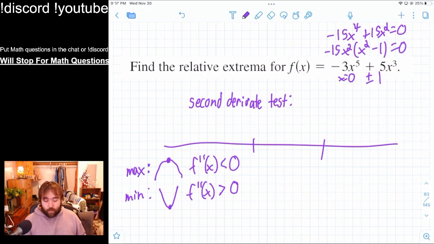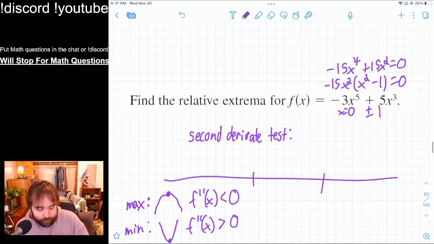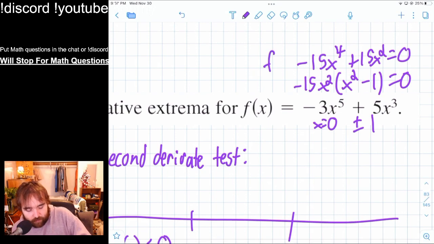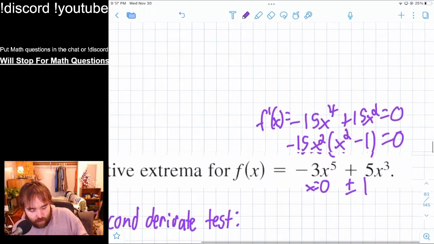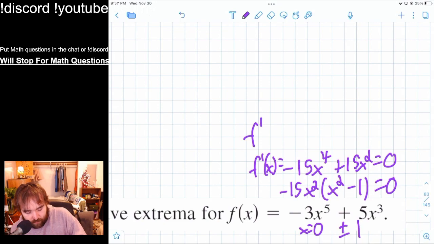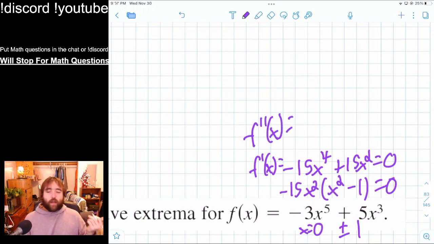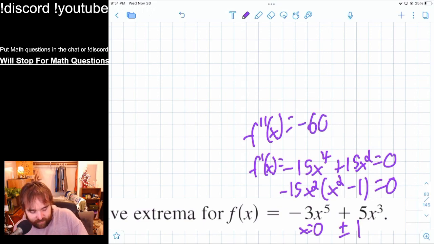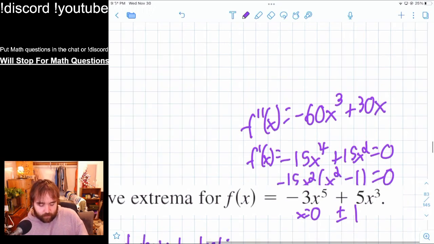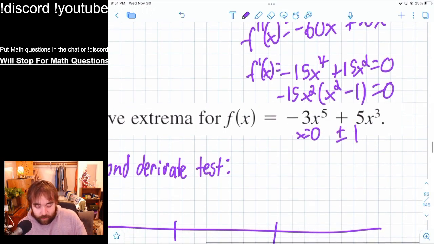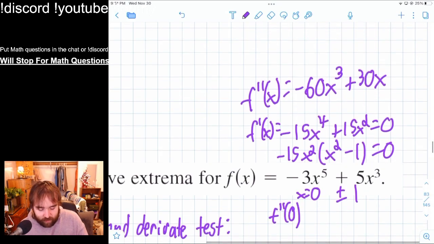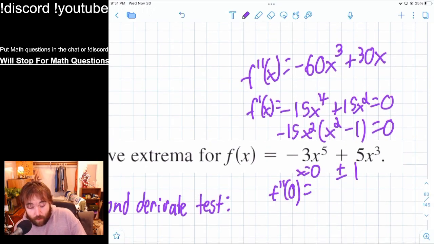And we're not going to do the number line. We're going to take the second derivative. So this was the first derivative. Now we're going to take the second derivative, because that's going to tell us our concavity at those points. So what's the second derivative? Negative 60x cubed plus 30x. And so we want to say, is that positive or negative? When we find f double prime of 0, when we plug in 0 to that equation, we get 0. We get that the concavity is 0.